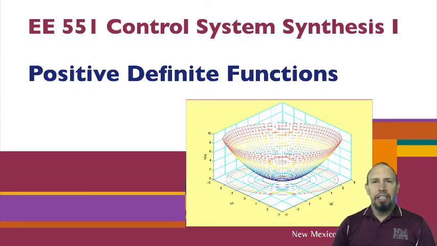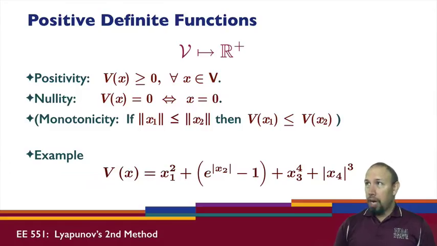We need to understand positive definite functions and quadratic functions. So a positive definite function takes an element from some vector space and gives us something in R+. That is, non-negative, real values. So basically, a positive definite function satisfies these two properties.